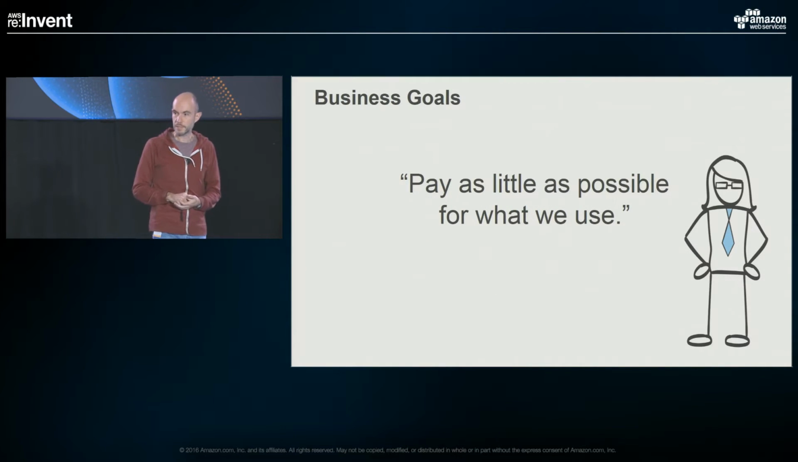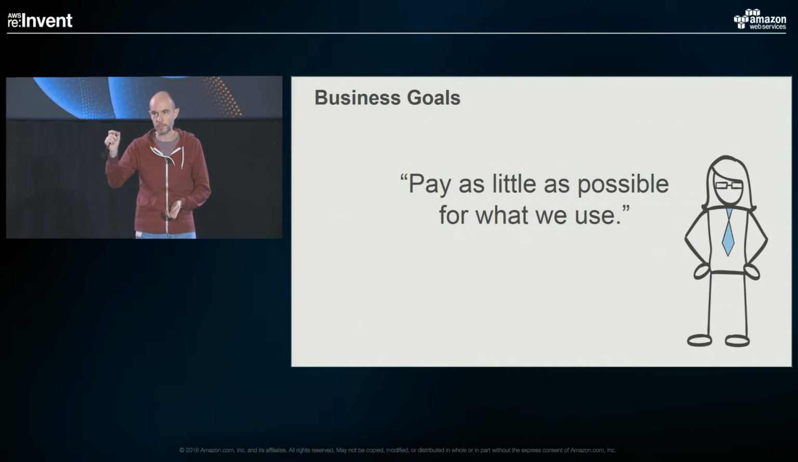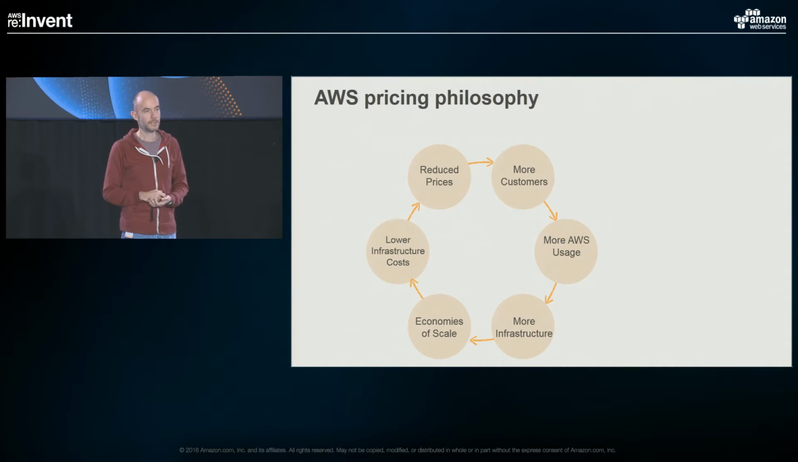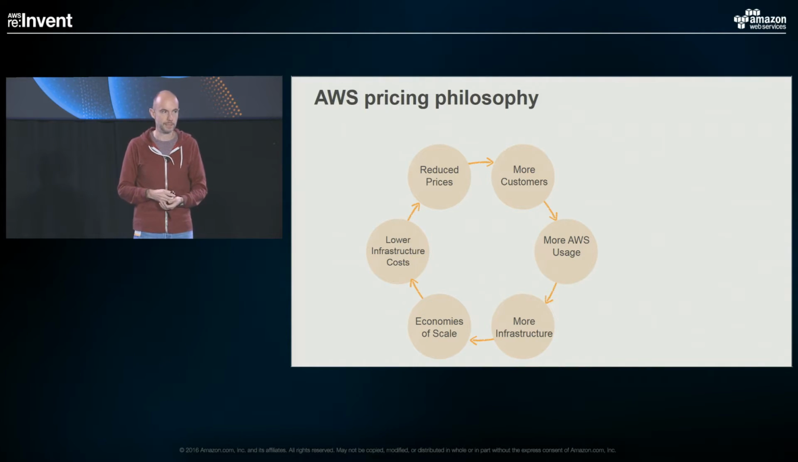So when you talk to your business people or finance people, of course, their goal is to pay as little as possible for what you want to use as an architect. And the good news here is you don't actually have to do anything to save money on AWS. And the reason here is we have a slightly different business model than other IT companies. Our business model is based on saving money for our customers. And this is how it works.